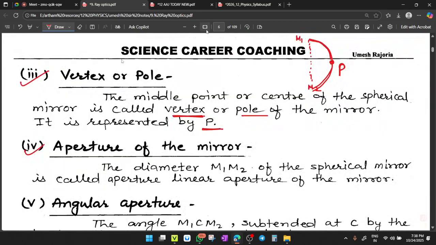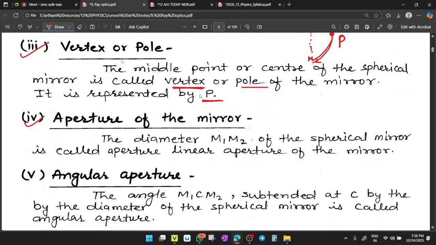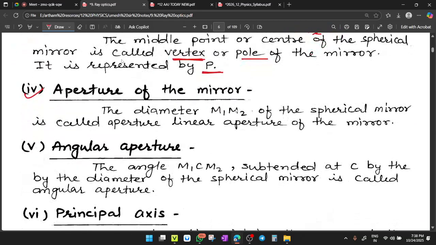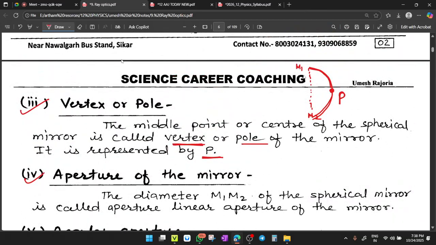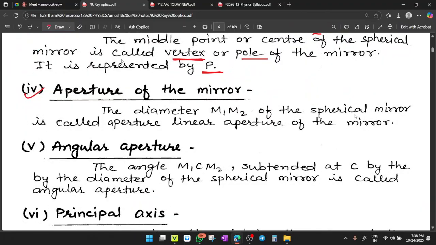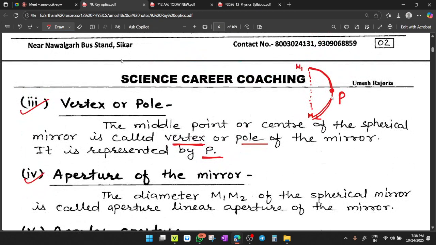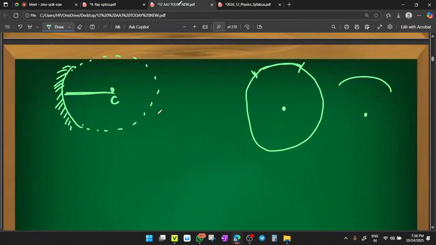Clear? So what is aperture? The diameter M1 M2 of the spherical mirror is called aperture. It is also called the linear aperture of the mirror. Aperture controls the amount of light. The greater the aperture, the greater the amount of light. And if the curvature is high, the aperture will be less.